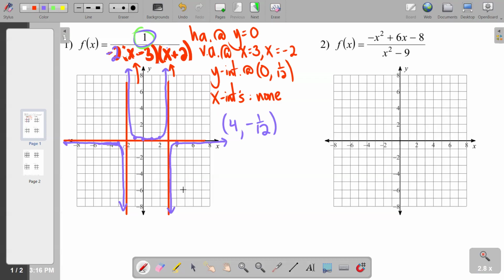Still good? Mhm. All right. It's taking longer than I want it to, but it's okay. Teaching math takes a long time.